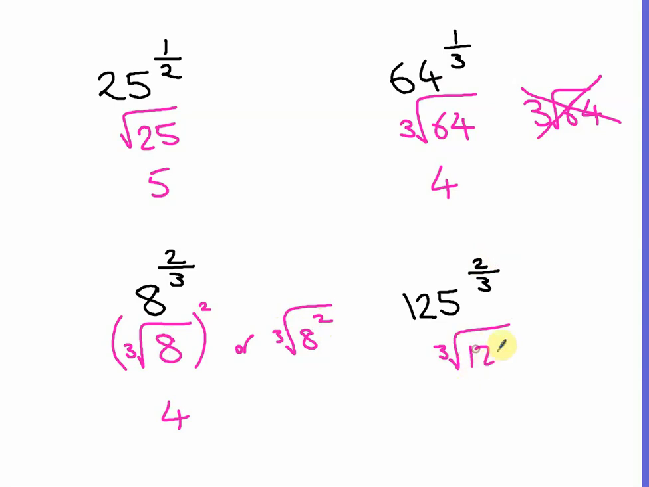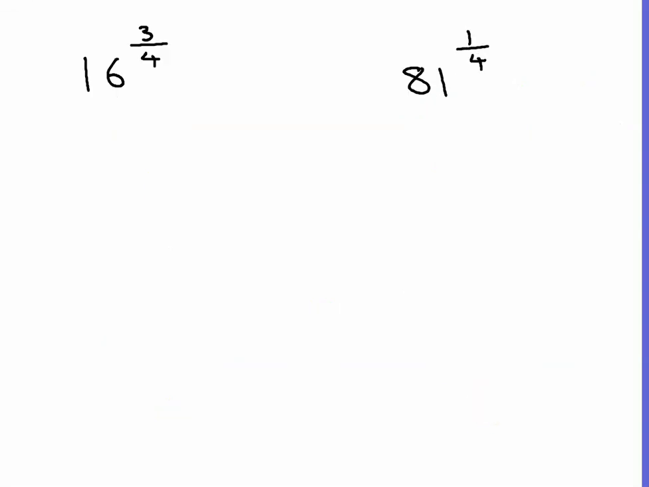So the cube root of 125 squared. I definitely don't want to square 125. So this method here would be the worst choice. So the cube root of 125 is 5. 5 squared, 25. So got a few more.